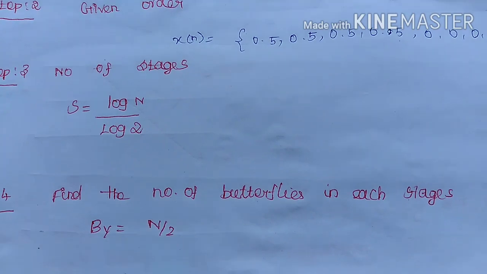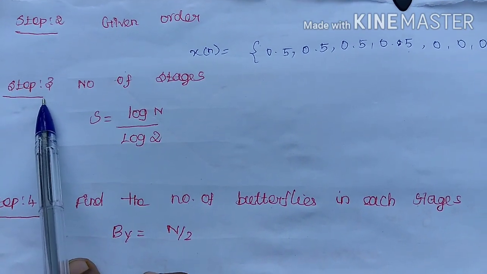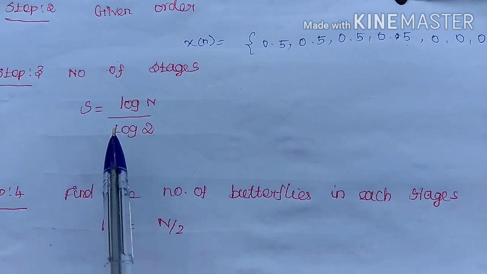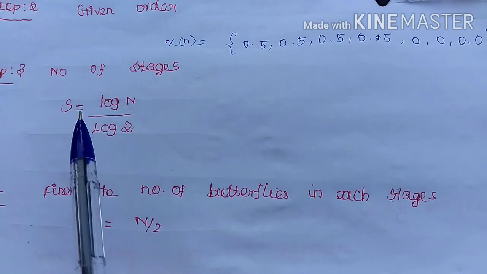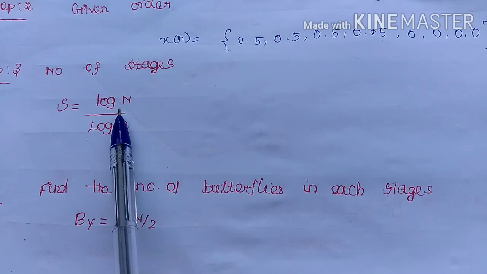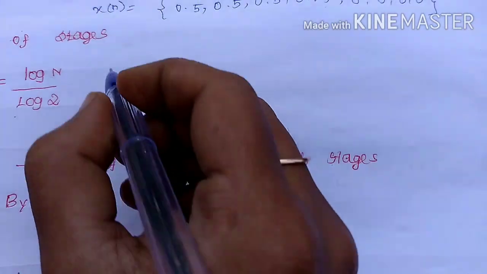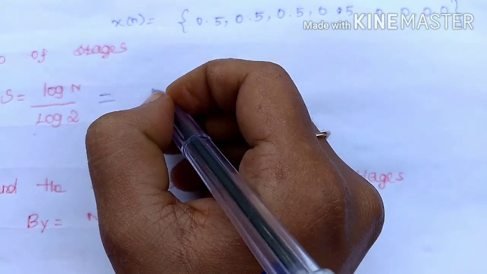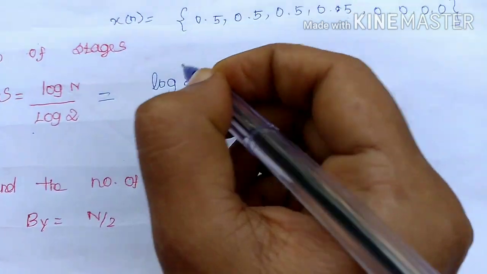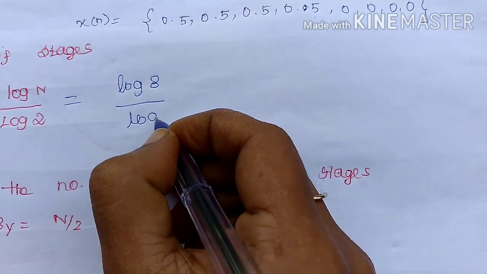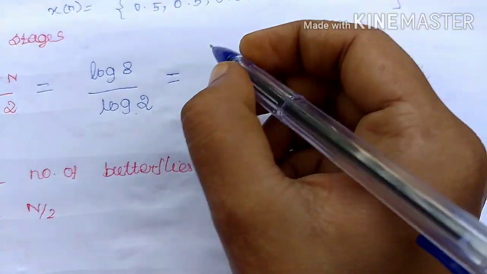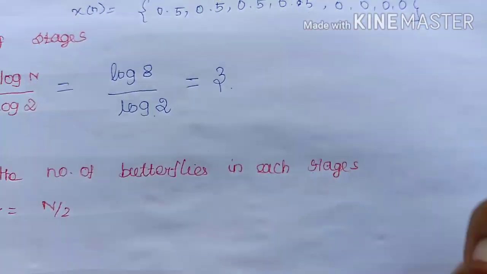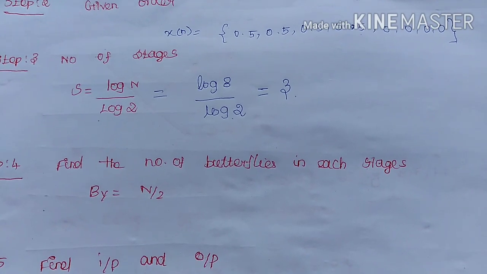Then step number 3. For calculating step number 3 we use one formula used in DIT, and the same formula is used in DIF also. The formula is S is equal to log N divided by log 2. Here we know the value of N, so substitute log 8 divided by log 2. Using a calculator, we get the answer 3. This is step number 3.